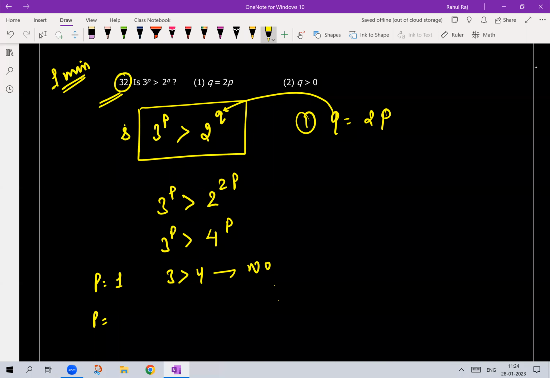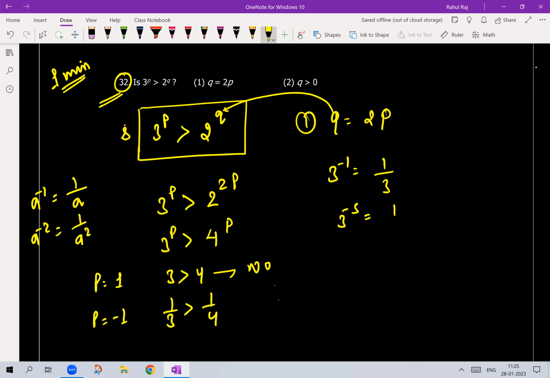If I take p is equal to -1, so 3 to the power -1 is what? 1 by 3, greater than 1 by 4. So a to the power -1 is 1 by a. A to the power -2 is 1 by a squared. So we had 3 to the power -1, which is 1 by 3. If there is 3 to the power -5, it will be 1 by 3 to the power 5. These are normal exponent rules that you should know.